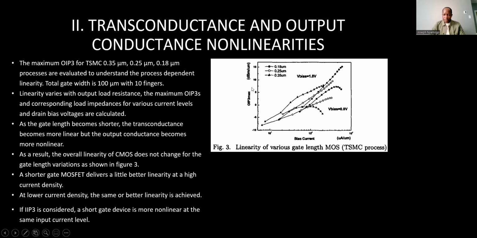A shorter gate, and you can see them right here. The gate lengths are becoming shorter, but they are more or less the same. They have the same trend. A shorter gate MOSFET delivers a little better linearity at high current density. At lower current density, the same or better linearity is achieved. If IIP3 is considered, a short gate device is more nonlinear at the same input current level.